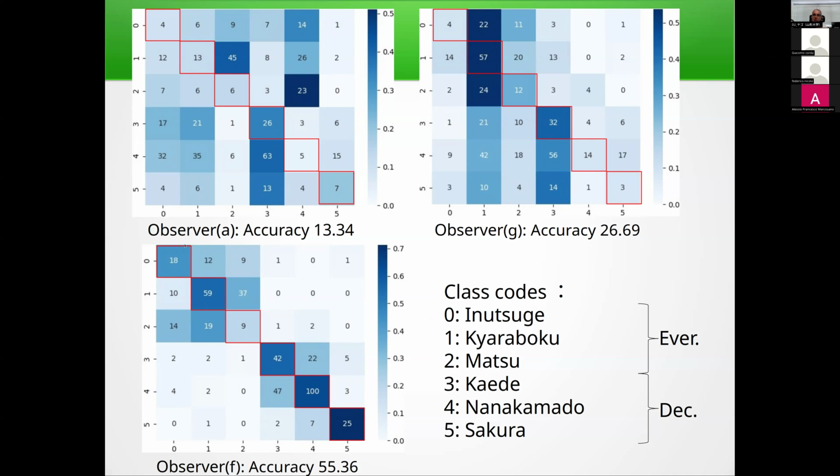And most of the confusion occurred here between these three classes and these three classes. And those are the evergreen classes and the deciduous classes. So telling apart if something was evergreen or deciduous was pretty easy. So there is little confusion here for many of the observers, but getting it exactly right, not confusing the very similar classes, was very difficult.